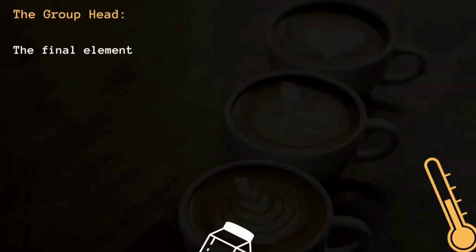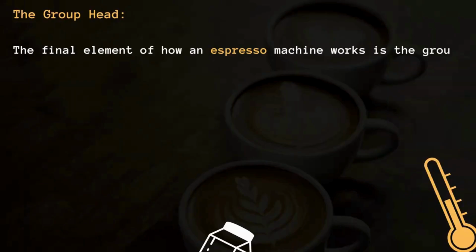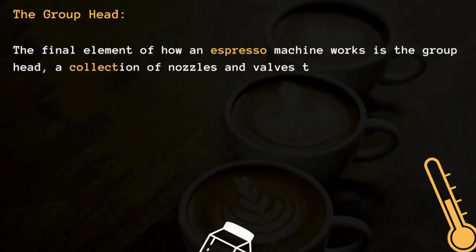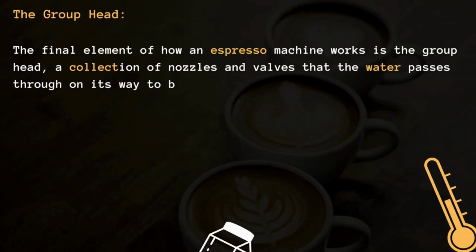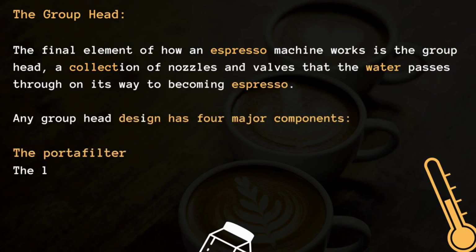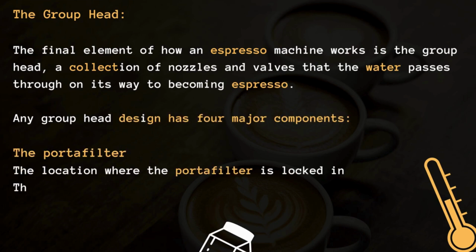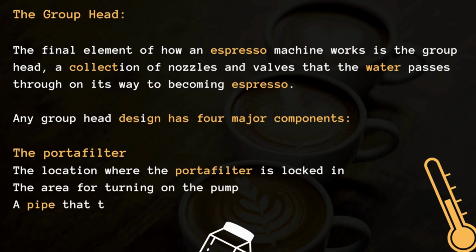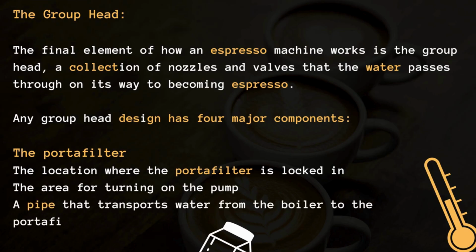The group head. The final element of how an espresso machine works is the group head, a collection of nozzles and valves that the water passes through on its way to becoming espresso. Any group head design has 4 major components. The portafilter: the location where the portafilter is locked in. The area for turning on the pump. A pipe that transports water from the boiler to the portafilter.